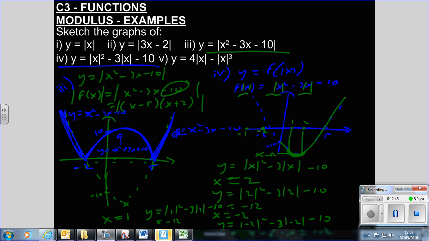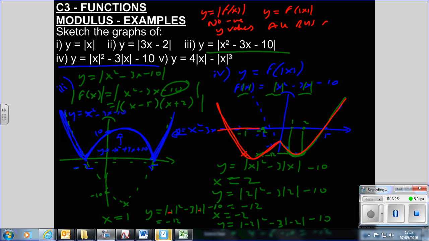Okay, so if I put in minus 1 again, so here I'm putting minus 1, I still get minus 12, don't I? Because mod of minus 1 is 1. So I get another minus 12. So look, if I start joining the stuff together, can you see I've got a carbon copy of the right-hand side? A carbon copy. So we're saying that when y equals mod f of x, no negative y values, or all values of y flipped up. When y equals f of mod x, all right-hand side is copied onto left-hand side. You can see there's a mirror image in the y-axis here.